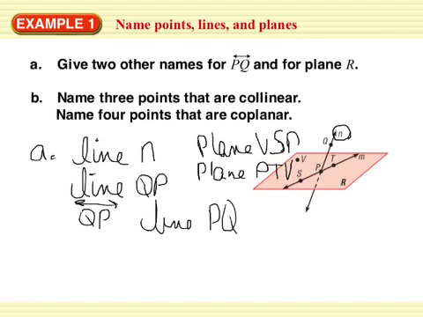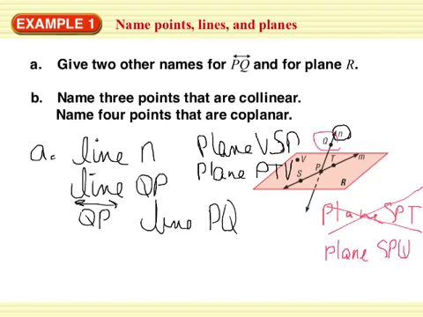That's 2 more ways. What I cannot say is plane SPT. Cannot say that because S, P, and T are on the same line. I cannot say plane SPQ because Q is not on the plane. Cannot say that. Let's look at B.